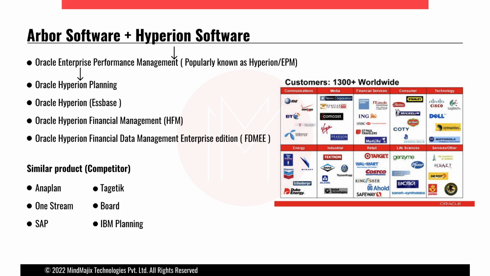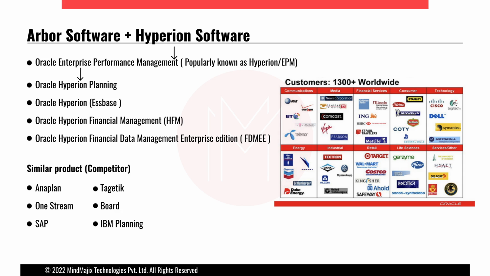And then there is a third product called HFM, Hyperion Financial Management. So this is basically used for external reporting. Okay, suppose any of these companies which are listed in the stock market, they have to publish reports quarterly, annually, right? And how do they do it? They do it through this Hyperion Financial Management.